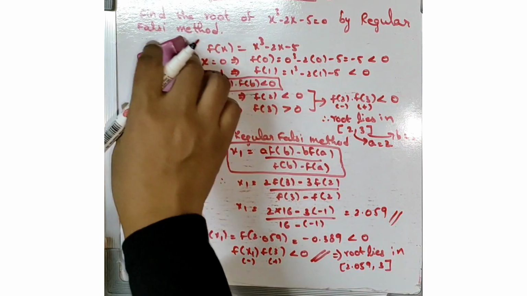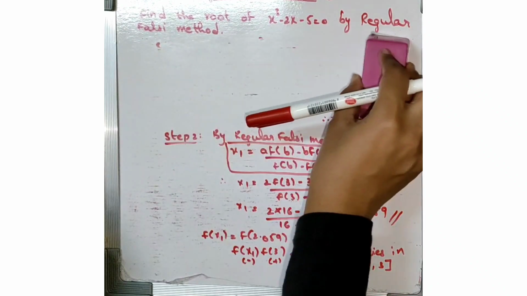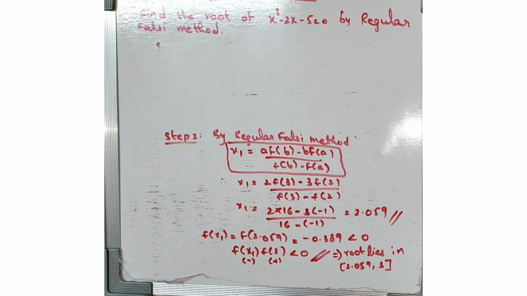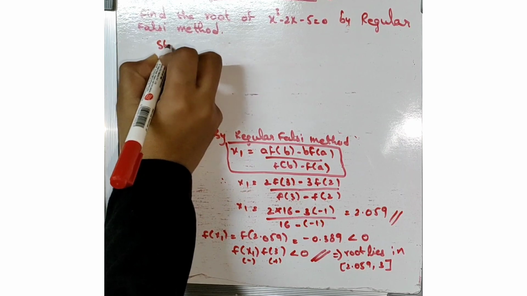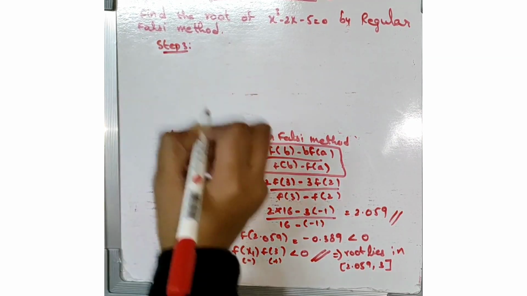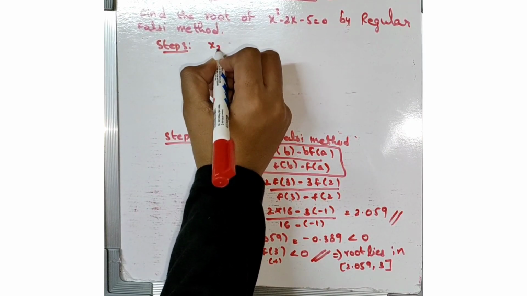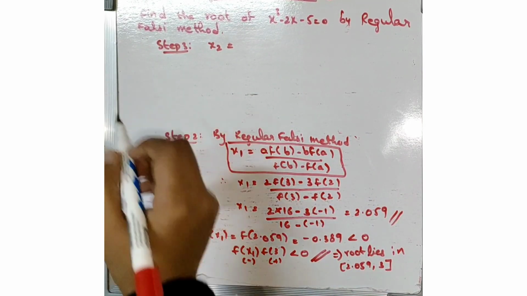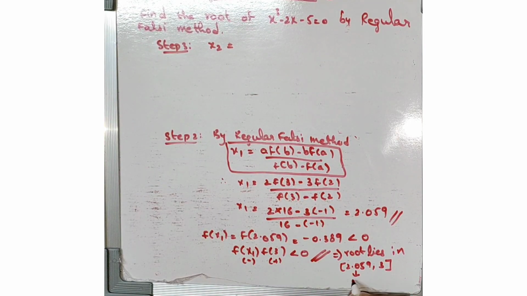Now I am just erasing step 1. Now I am going for the second approximation, that is step 3. Again use the same formula. I am denoting it as x2. Same formula: a into f of b, and so on. What is a here now? This is a and this is our b.